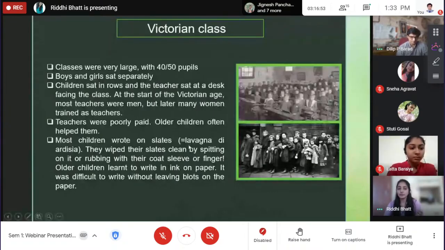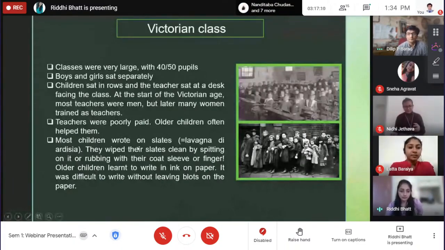So first all teachers were men, but later many women came to join and became teachers. Teachers were very poorly paid. Older children often helped them, and most children wrote on slates. They wiped their slates clean by spitting on them and rubbing with their coat sleeves or fingers. Older children learned to write in ink on paper. It was difficult to write without leaving blots on the paper.